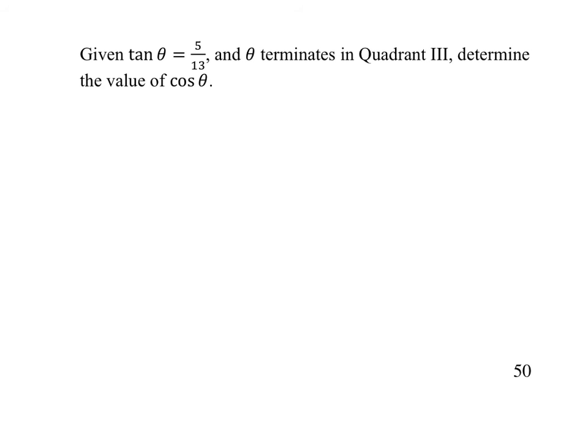All right, second situation. Now we're given the tangent of theta equals 5 over 13. And we're told that theta terminates in quadrant 3, so we want to determine the value of cosine of theta. So again, take a second, pause the video, draw this situation. Draw a triangle in quadrant 3 and label it according to the information that you've been given.